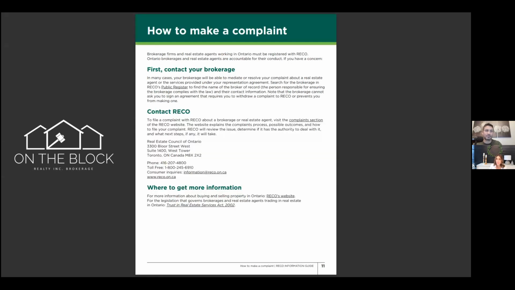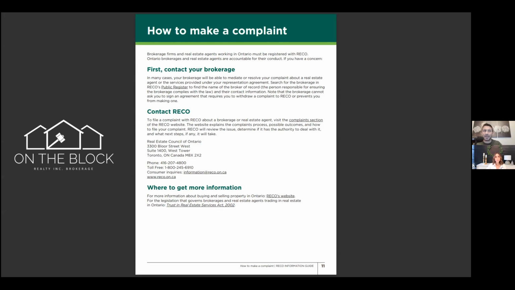If you have any concerns about the conduct of a registered real estate agent, or if you believe an unregistered agent is conducting themselves as an agent, you have steps you can take to address this issue. First, contact your brokerage. You can identify the contact information of the broker of record by using RECO's public register. Many complaints or disputes can be addressed through this approach. Should you wish to file a formal complaint about a brokerage or real estate agent, you may visit the complaints section of the RECO website for details on the process. RECO will review all complaints and determine the next steps in their follow-up.